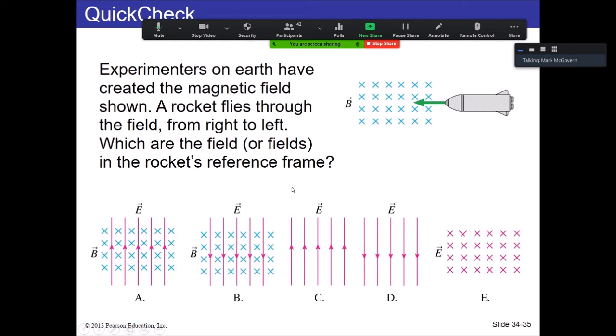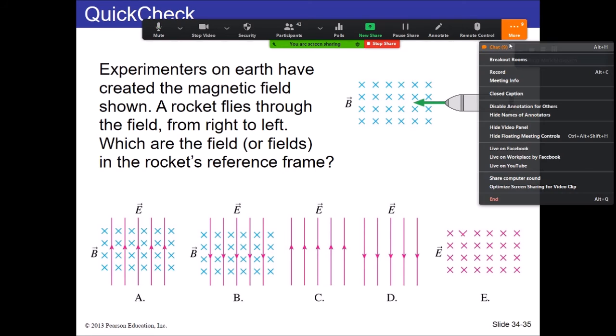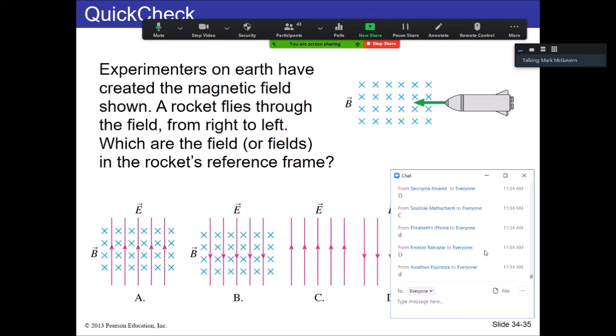All right, question for you, just to make sure you get these directions right. Experimenters on Earth have created the magnetic field shown. That's an external magnetic field into the page here. Rocket moves to the left. What is the rocket going to see? I dare you to answer this question correctly. You bold warriors out there, what are you thinking?